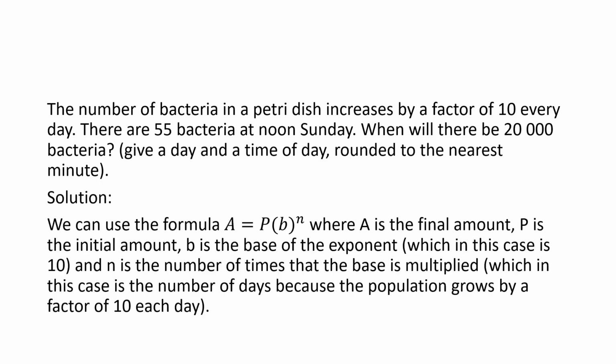Well, we're going to use the formula A equals P times B to the N, where A is the final amount and P is the initial amount, and B is the base of the exponent. Now, in this case, the base of the exponent will be 10 because we're multiplying by 10. N refers to the number of times that the base is multiplied. So in other words, in this case, it's the number of days because the question tells us that we multiply by a factor of 10 every day.